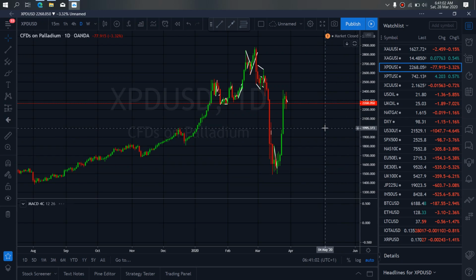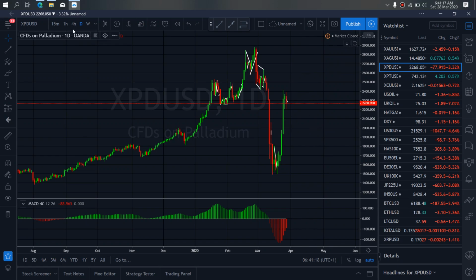On Palladium for this week, Palladium has been on this down momentum for a while right now. So we expect that they are attempting to start a sideways correction here before they resume the down momentum. So we want to watch out for that this week on Palladium.